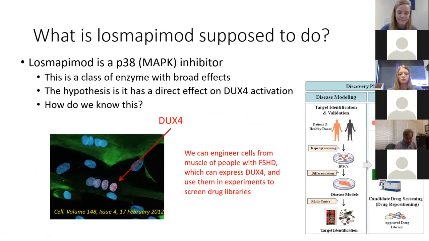So what is losmapimod? It's a P38 or a MAP kinase inhibitor. It's a class of enzyme that has really broad effects. The hypothesis was that it was going to have a direct effect on DUX4 activation. And the question becomes, how do we know this? And I think one lesson you're getting out of today is that models for the disease are really important if we're wanting to have therapeutic development, because we need to be able to know, does a drug have a likelihood of having a positive effect if we're going to give it to people?